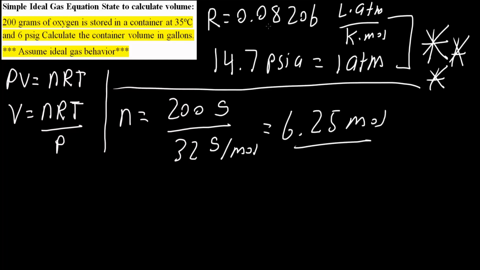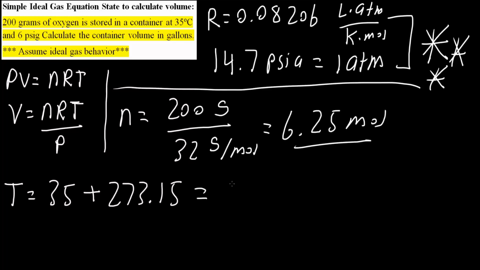So we got n, and we know R. Now we're going to get T. We're given 35 Celsius, but in our formula for R, it wants it in Kelvin. So we need to convert Celsius to Kelvin. Temperature is equal to 35 Celsius plus, if you want to convert from Celsius to Kelvin, you add 273.15. Now this would give us 308.15 Kelvin.